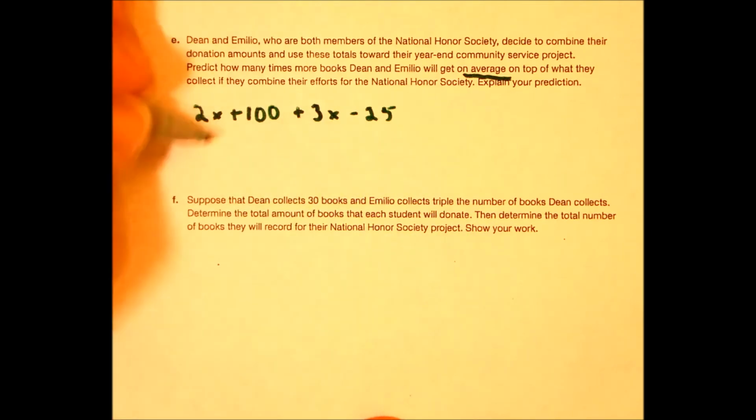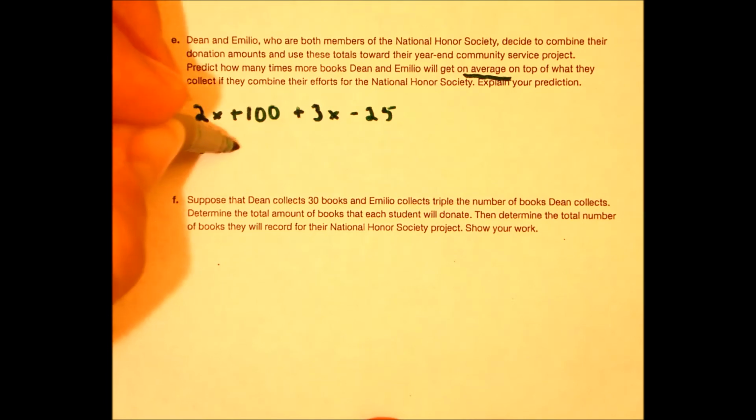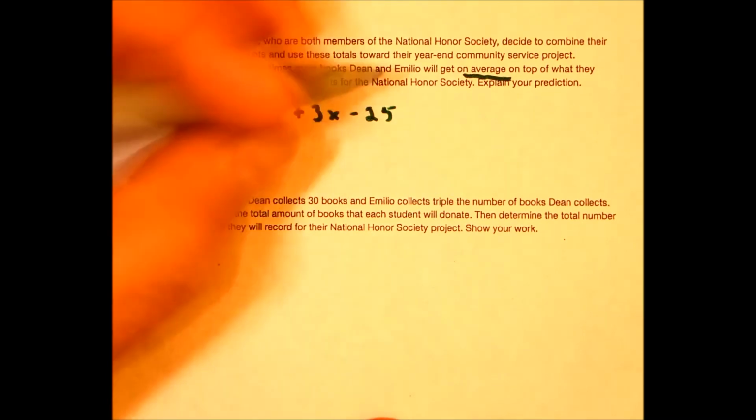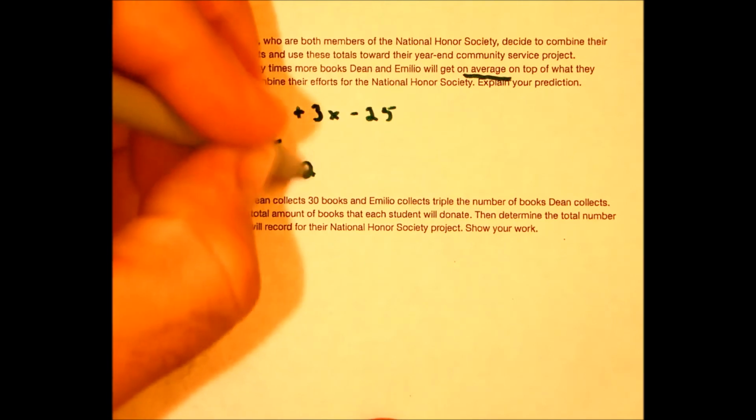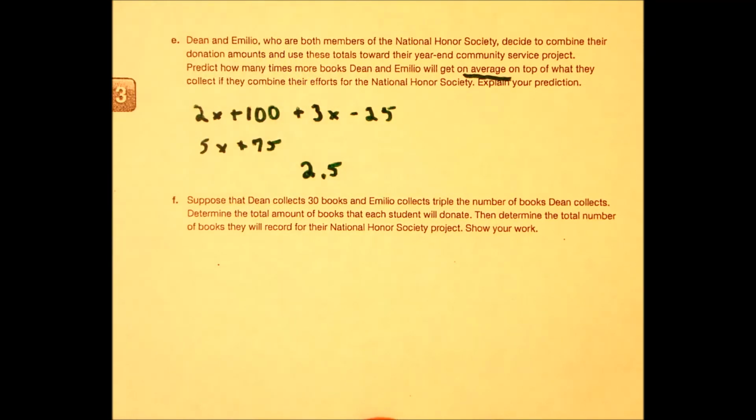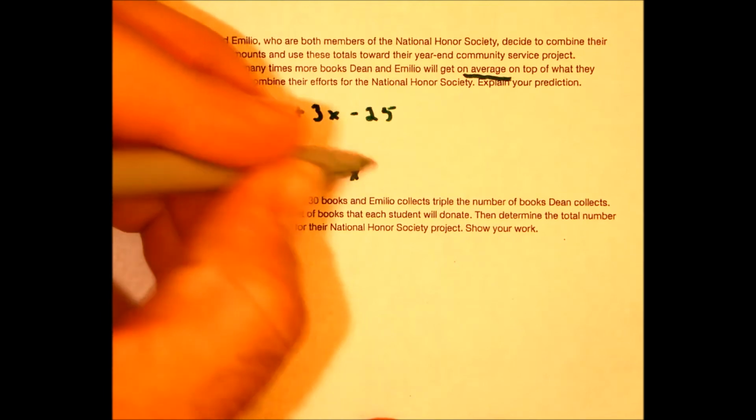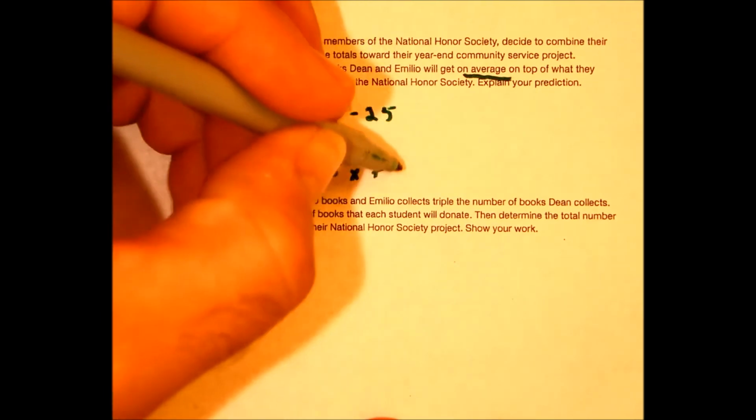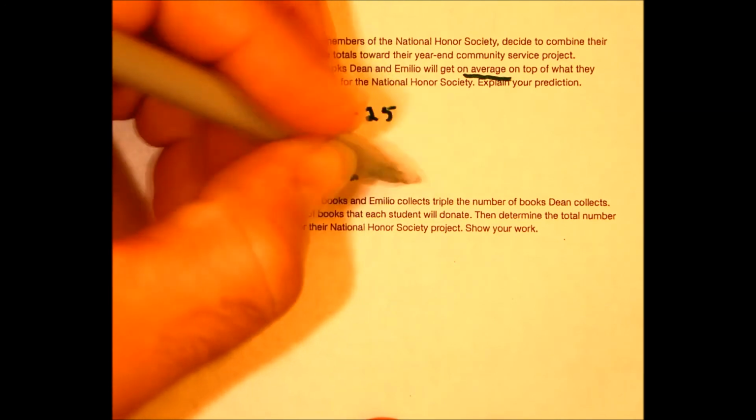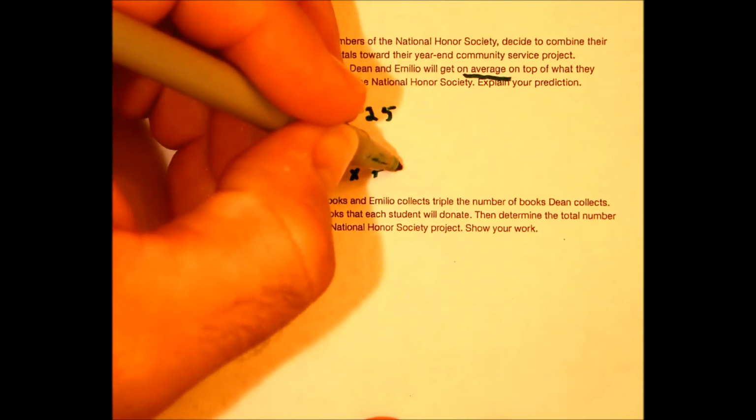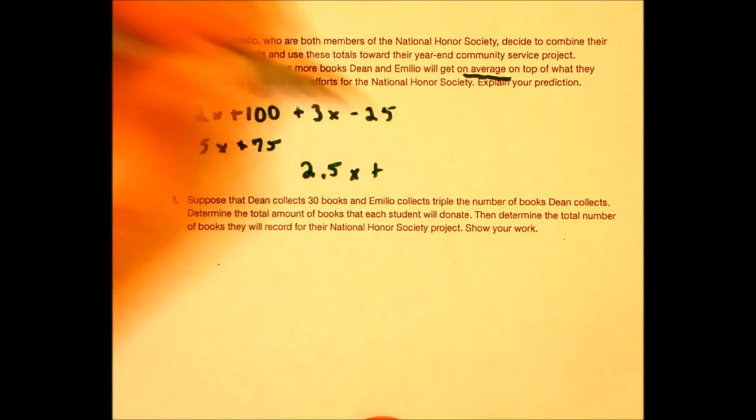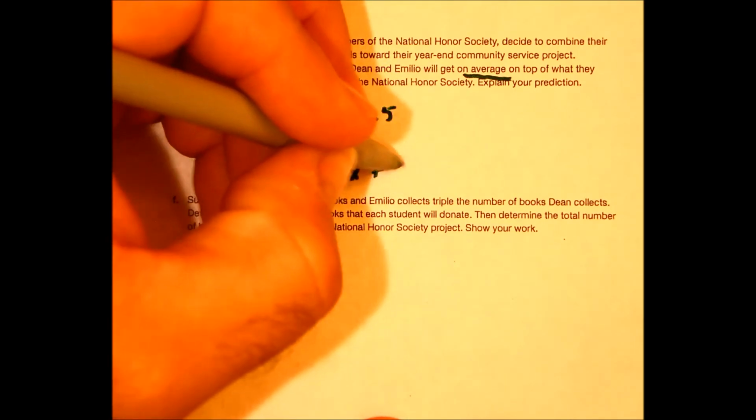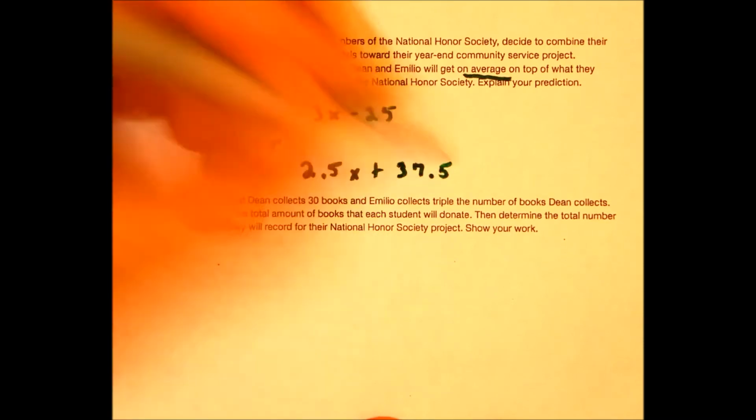Okay? So this becomes 5x plus 75. And when you divide that by 2, you get 2.5x plus, and here's the kicker, plus what? Yes, you're going to get a fraction here, or a decimal, right? You're going to get 37.5.